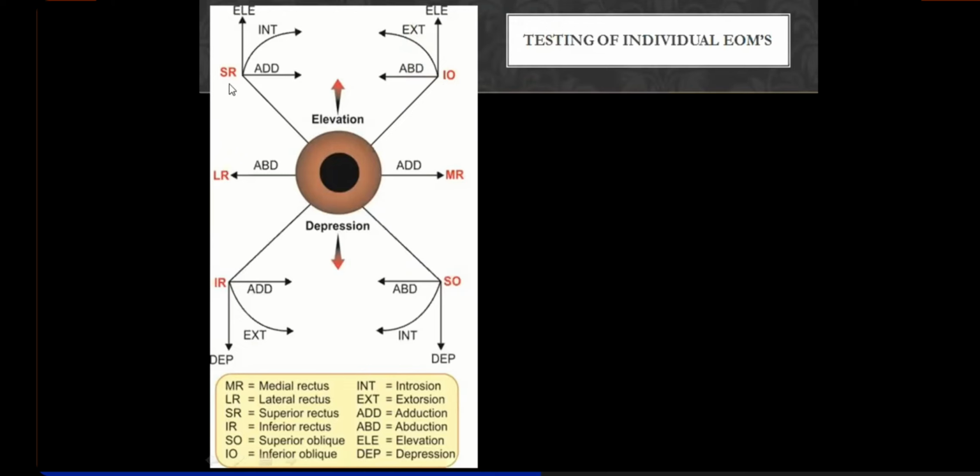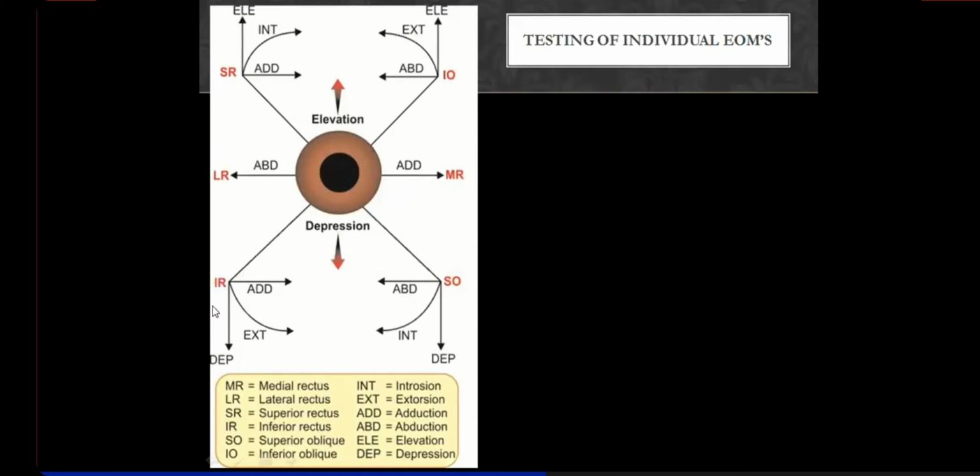What are the recti doing? Lateral rectus, superior rectus and inferior rectus. The action of superior rectus is upwards and outwards, and the action of inferior rectus is downwards and outwards, or you can say a downwards and abducted eye is because of inferior rectus. An upwards and abducted eye is because of superior rectus. Got it? So 6 muscles moving the eyeball: 1, 2, 3, 4, 5, and 6.